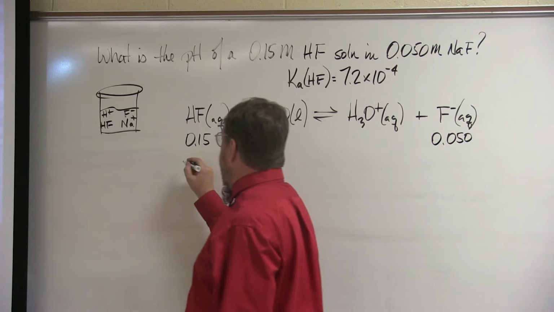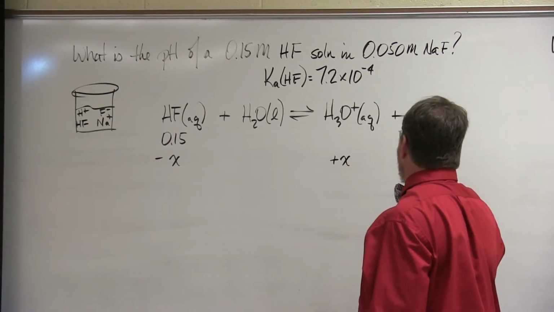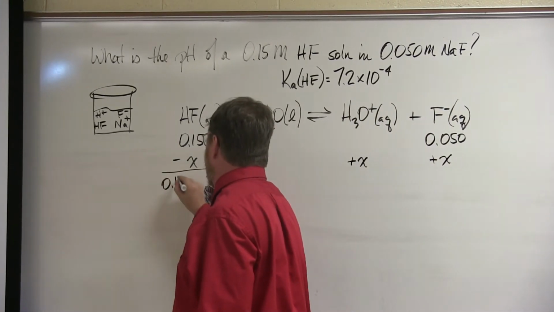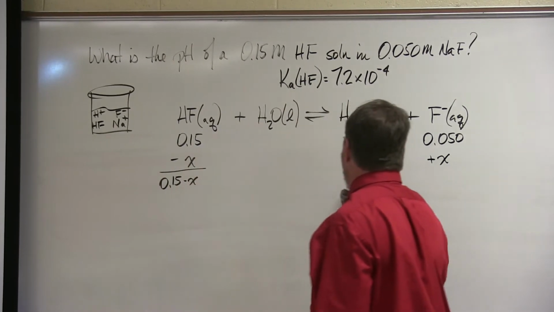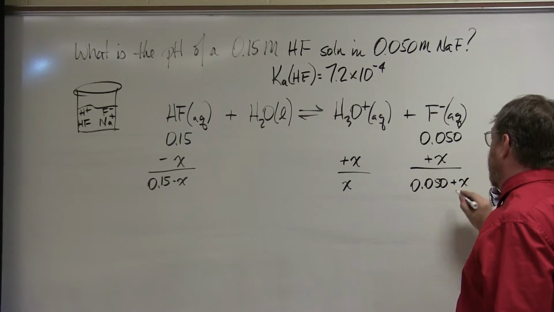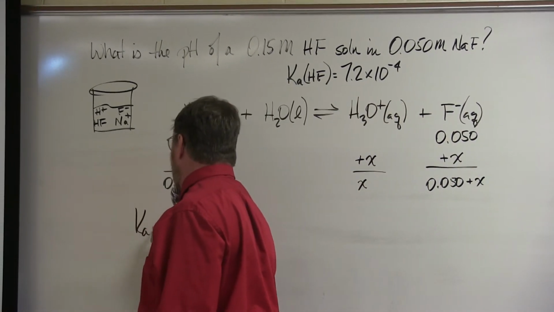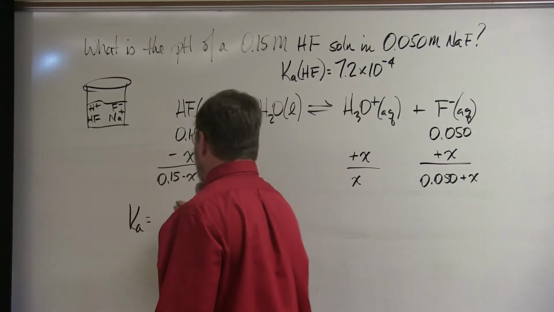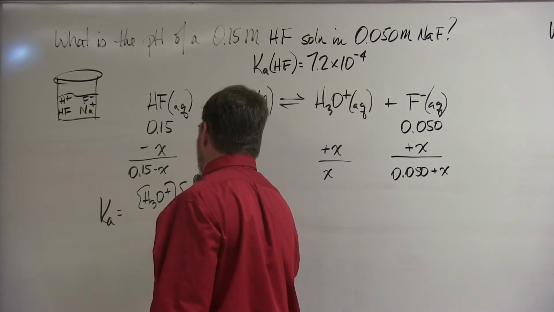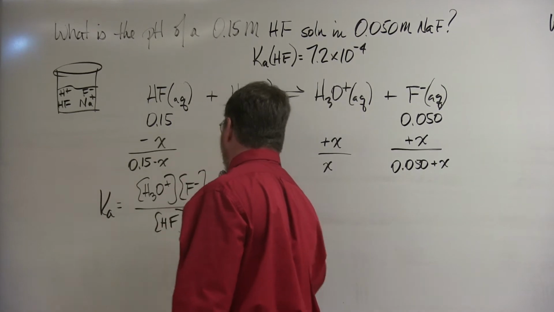Okay, but what's going to happen here? We're still going to lose some of this. We're going to gain some hydronium, and we're going to gain some fluoride. So at equilibrium, we're going to have 0.15 minus X, and 0.05 plus X. Now let's build our equilibrium expression. It's going to be no different than what we've been working with. It's going to be these two ions, hydronium and fluoride, divided by the concentration of HF.